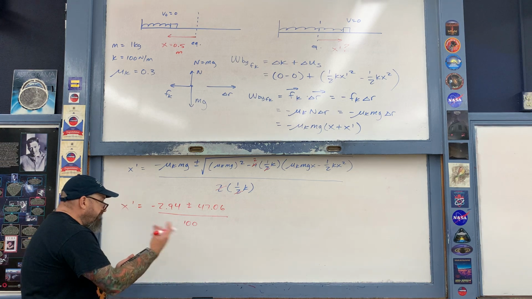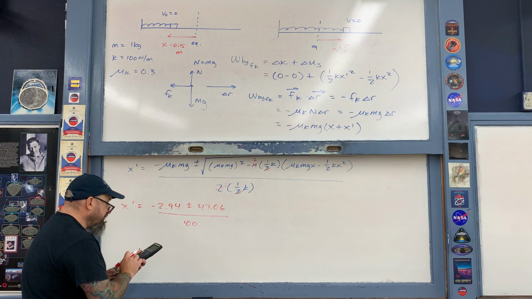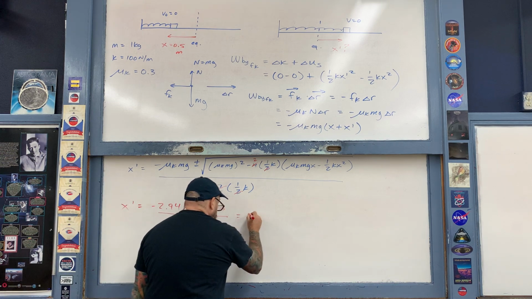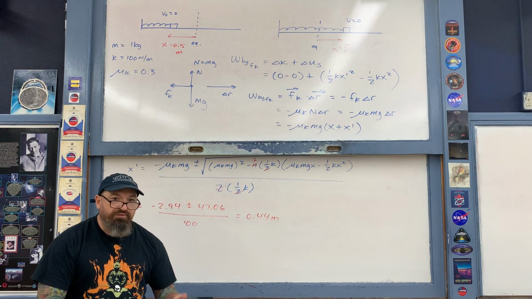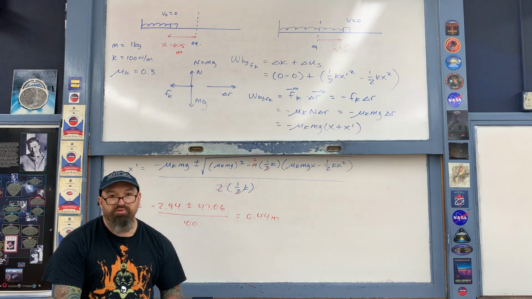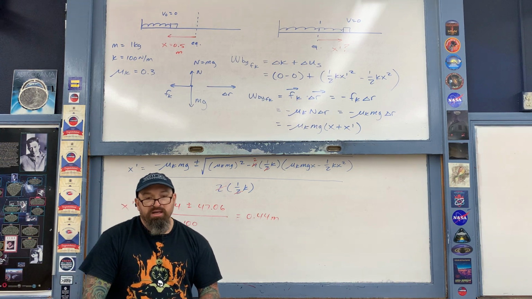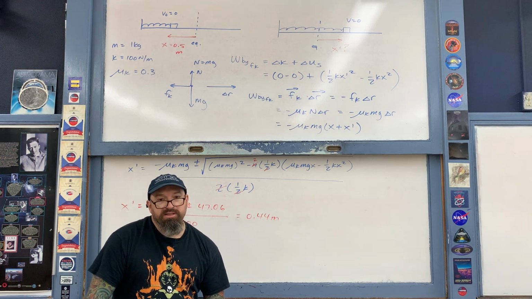So then therefore my final answer now is going to be negative 2.94 plus 47.06, and then all divided by 100. And I end up here with 0.44 meters. Notice that this is a perfectly reasonable result. It's slightly less than the original compression distance of 0.5 meters because some of the energy has been lost as heat.